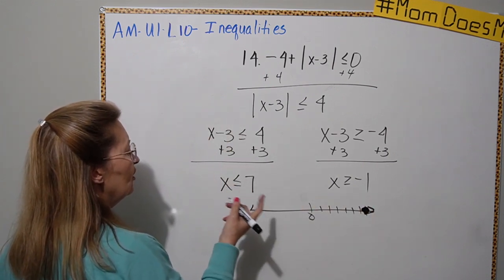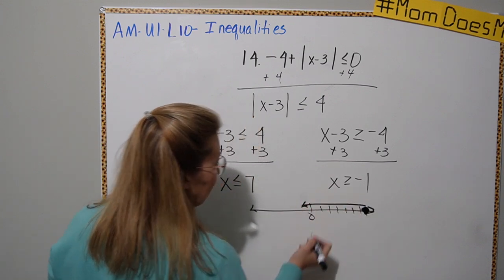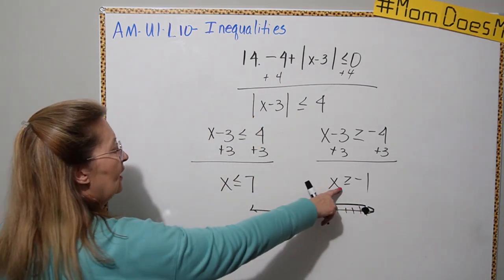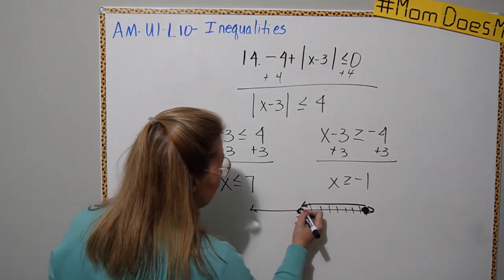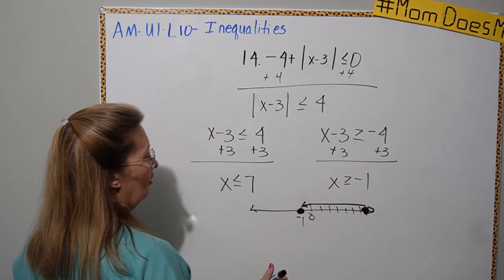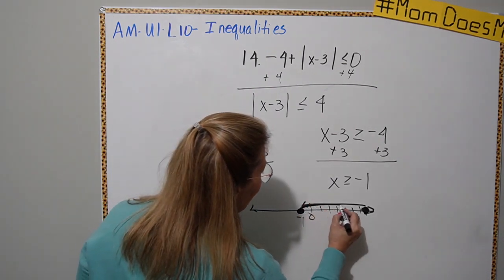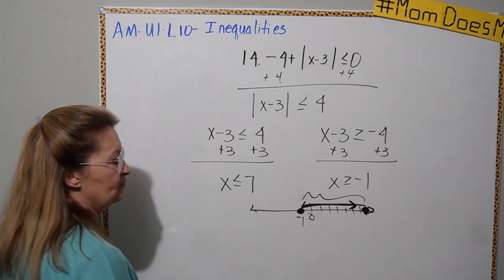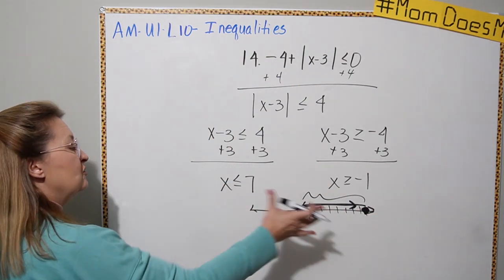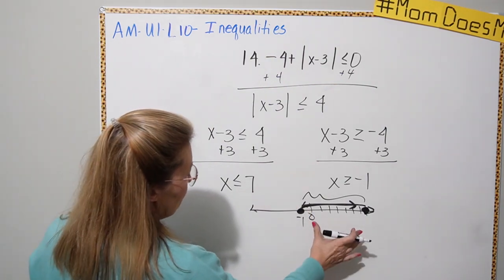All right, where are the numbers that are less than 7? Well, they're over to the left here. So it goes this way. Now this one is going to go to negative 1, and it's going to be a solid dot because I have the equals to part. Where are the numbers that are greater than negative 1? They go this direction. So you can see you're looking at this section right here. You don't have two separate sections. You have an overlapping or an intersection.